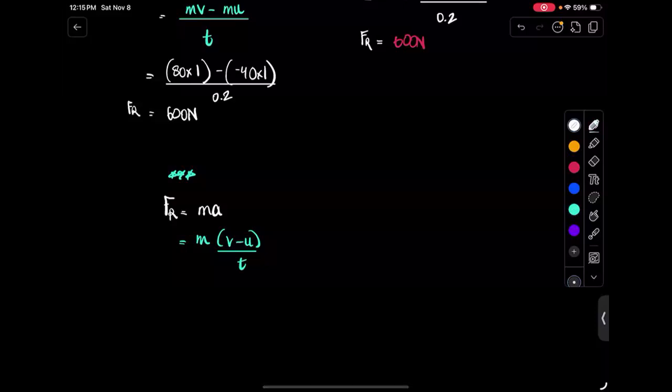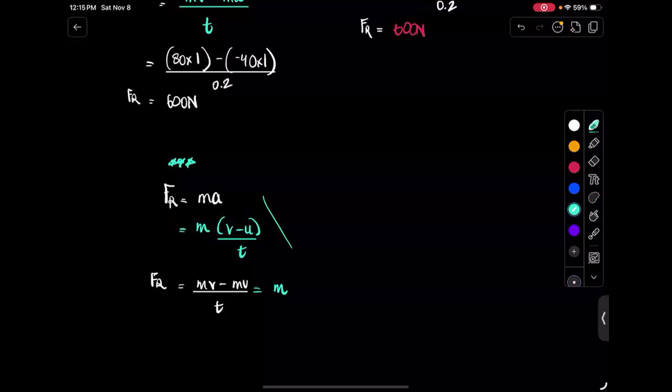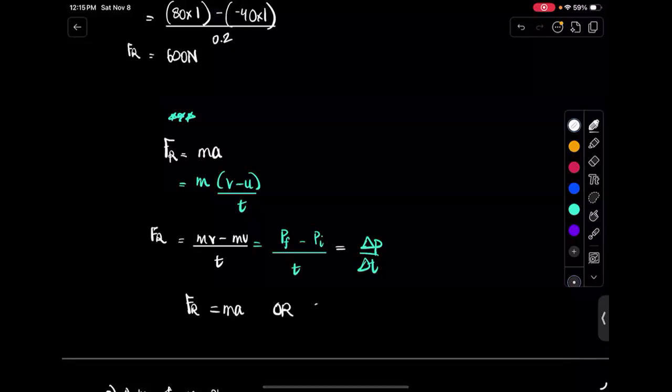And if you were to multiply m, wouldn't you get mv minus mu divided by t? And if you take m as common, you just come back to the same formula. But isn't mv just final momentum minus initial momentum divided by time, because mv is final momentum and mu is initial momentum? And what does this turn out to? Isn't that just change in momentum over change in time? So F_R equals ma, or F_R equals change in momentum over change in time. Okay, so that's how you would write this formula.